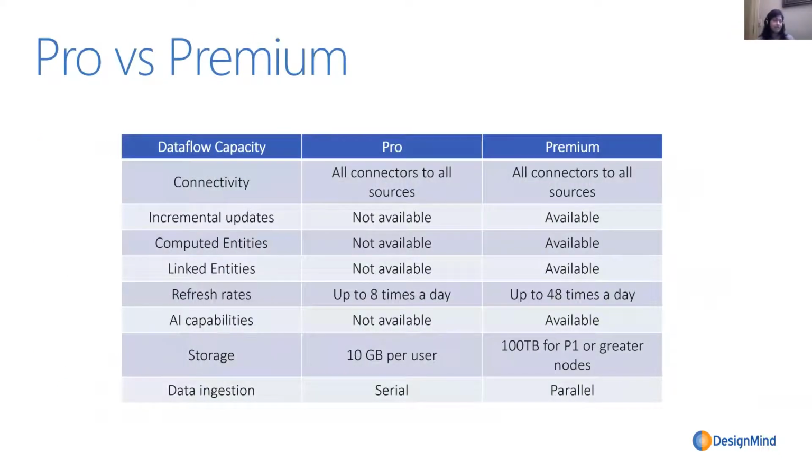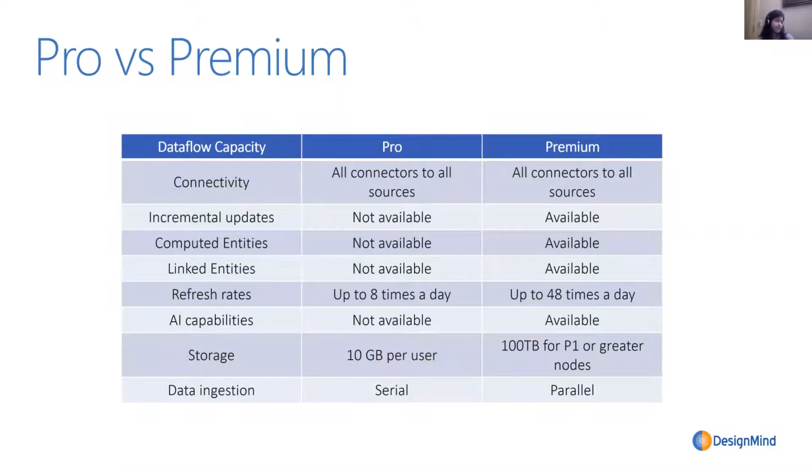And data flow capabilities are available to both pro and premium capacity. However, there are certain features that are only available to the premium capacity. For connectivity, it's the same for pro and premium. Incremental updates are only available to premium. Computed entities and linked entities are also only available to premium. The refresh rate for pro is 8 times a day, and for premium, it's up to 48 times a day, which is a lot.